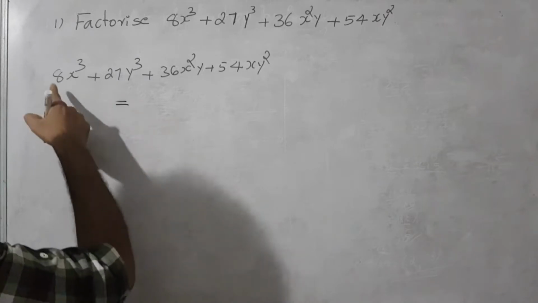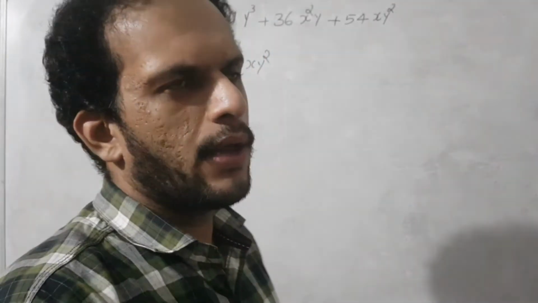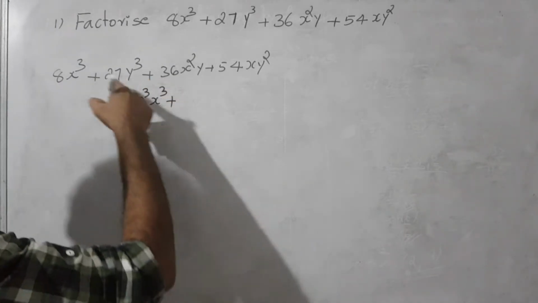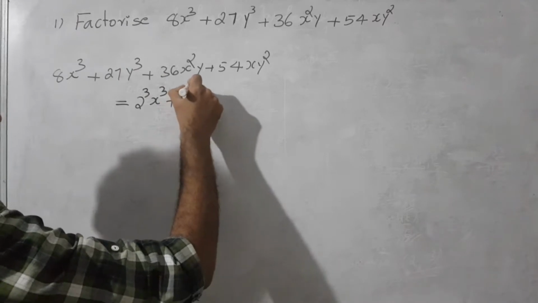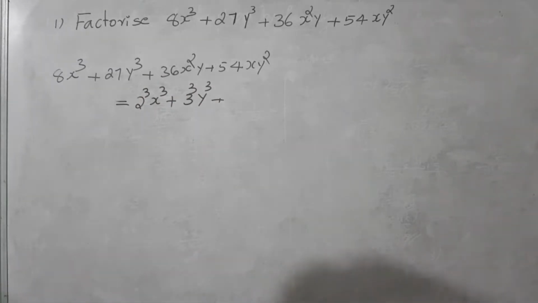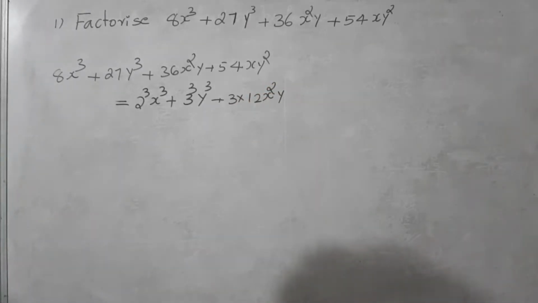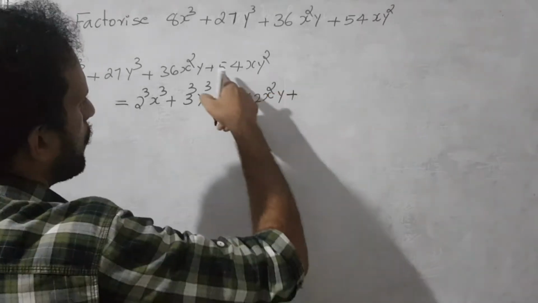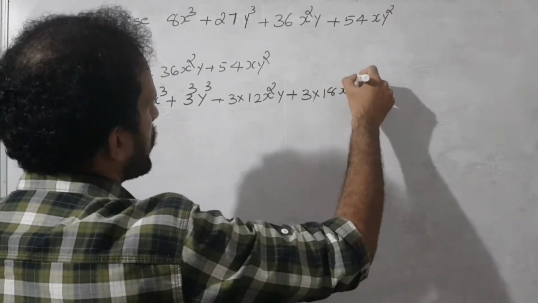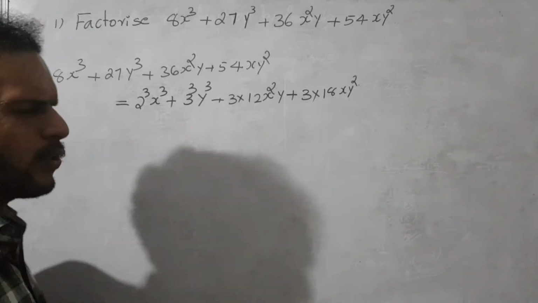How do we write it? 8 is the cube of which number? We multiply thrice to get 8. It is 2. So we write 2 cube x cube plus 27, which is 3 cube y cube. Then write 36 as a product of 3: 3 into 12x square y. And 54 is 3 into 18x y square. It is not necessary to convert the last two terms; that is important.